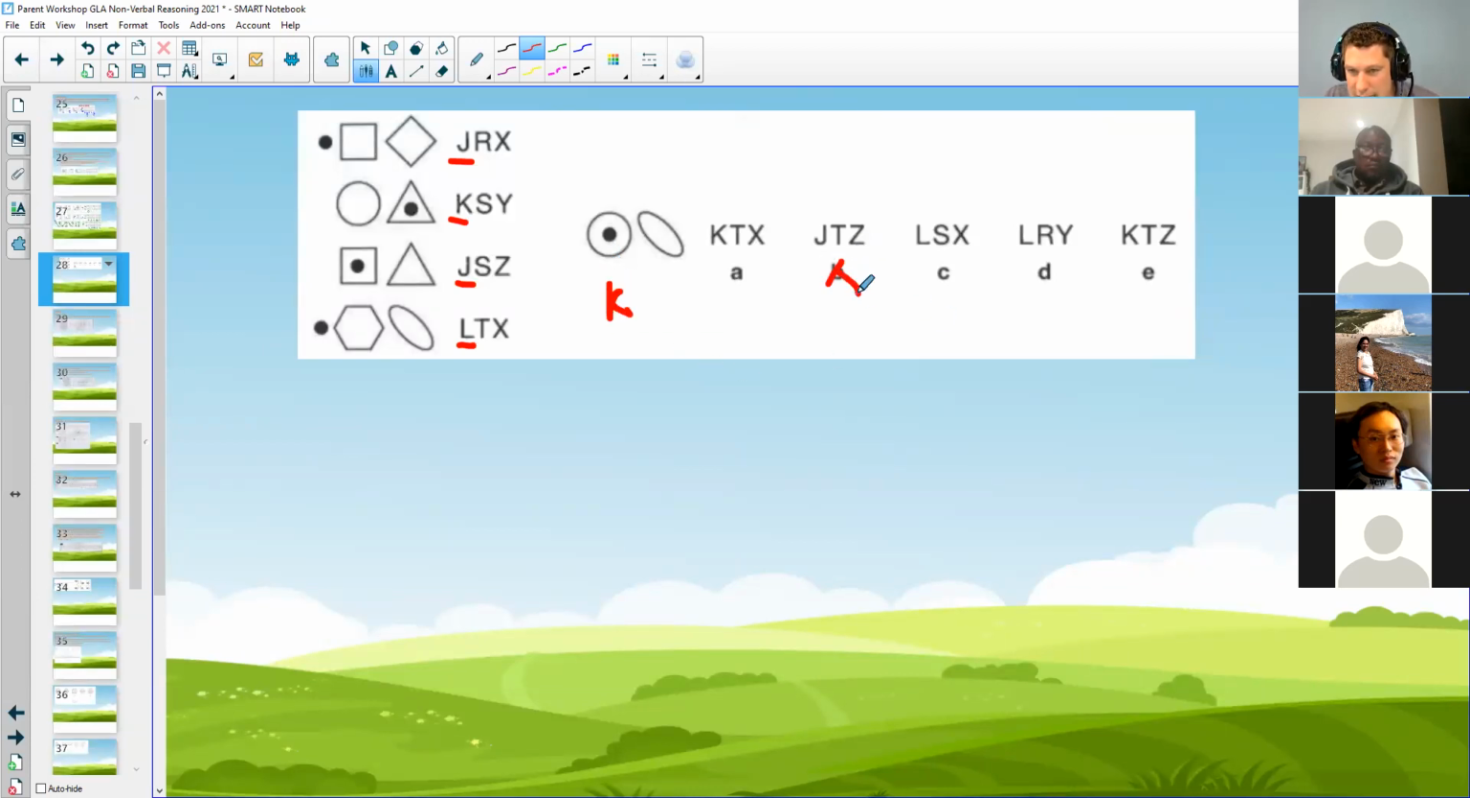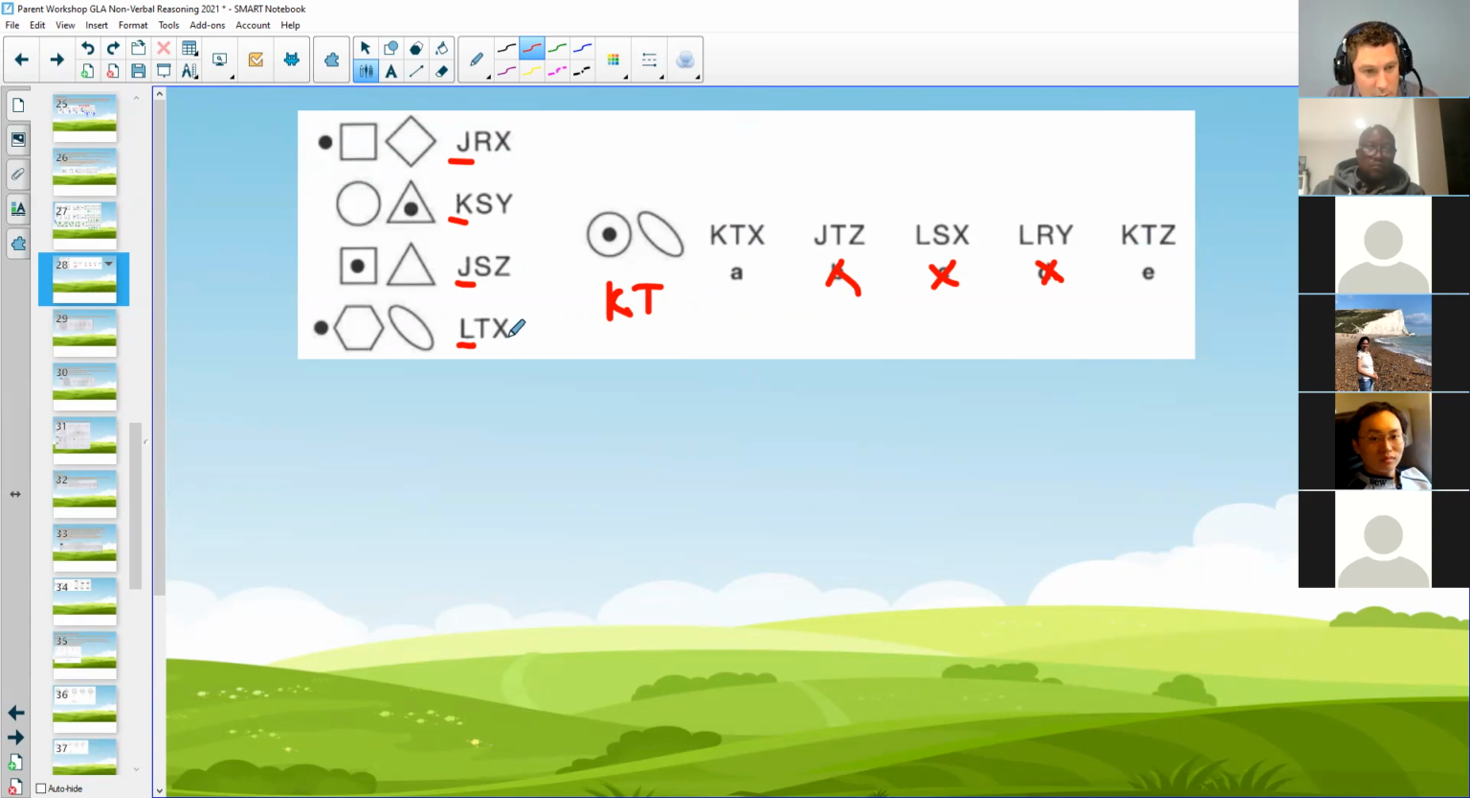I'm actually going to cross out the ones that are not K. Now, unlike the other question, there's something we're going to do here which will save us a little bit of time. Both of these answer options have T as the middle letter. So we're not going to worry about working that out. We know it's a T. We're going to jump to the last letter, and then hopefully we can distinguish between an X and a Z.